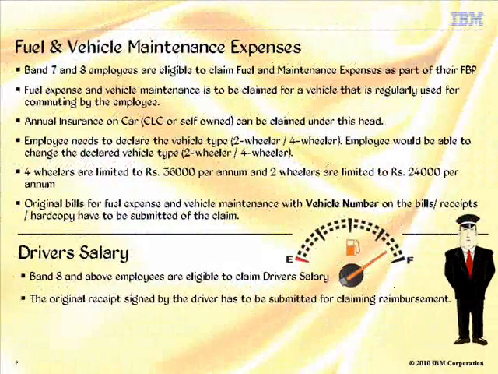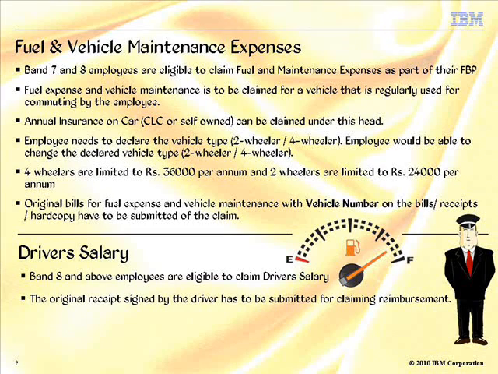Fuel and vehicle maintenance expenses can be claimed by Band 7 and 8 employees as a part of their FBP. The maximum limit of this component is 36,000 rupees per annum for 4-wheelers and 24,000 rupees per annum for 2-wheelers. The original bills for fuel and vehicle maintenance, along with the vehicle number on the bill receipts and hard copies, are to be submitted via the HRMS portal to the FBP team.